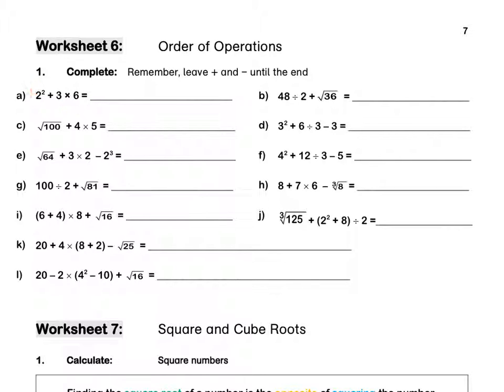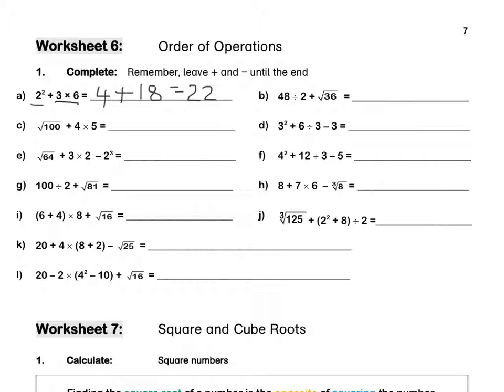If we look at this sum, let's do it together. We have 2 squared plus 3 times 6. We must leave the plus till the end because it separates our two terms. So we have 4 plus 3 times 6, which is 18, which gives us an answer of 22.